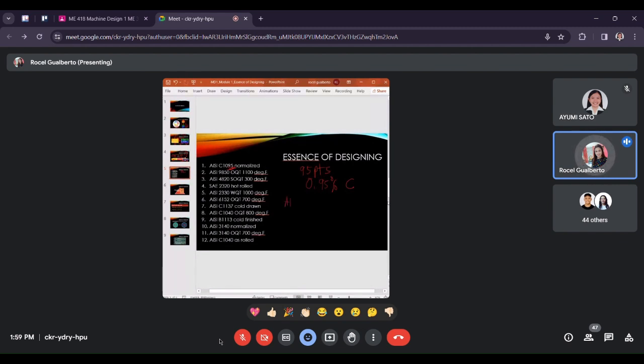Ilalagay po una yung code. Say AISI C1095 normalized. Tapos, from the other tables, what would be the value of sigma u, what would be the value of sigma y. So, yan lang po ang gagawin natin. Tapos, lagyan lang po natin dito ng reference and yung page number. Okay? So, para po malinaw. Naintindihan po ba yung gagawin?